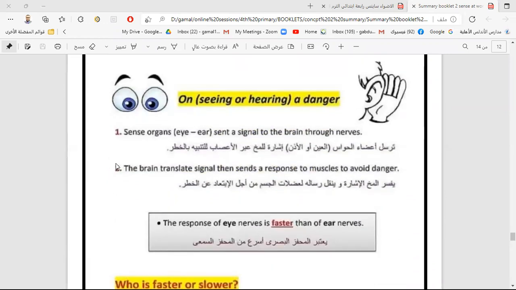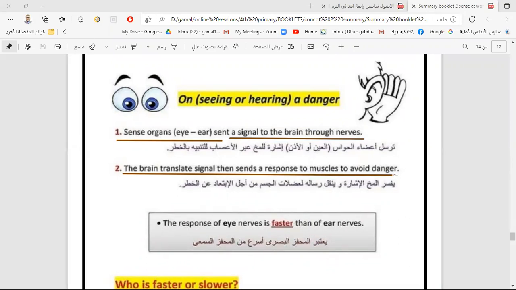Seeing or hearing a danger. Okay. There is a difference between seeing and hearing. Why? The sense organs, eye and ear, send signals to the brain through nerves. Both signals are very fast. They are electric messages, okay? But the brain translates the signal of the eye faster than the ear.